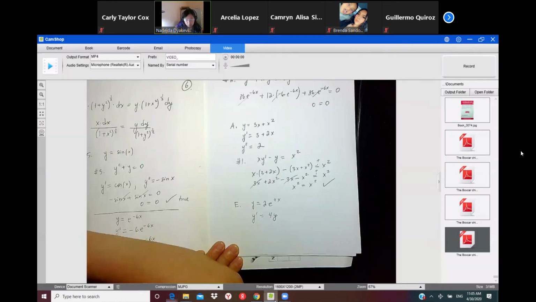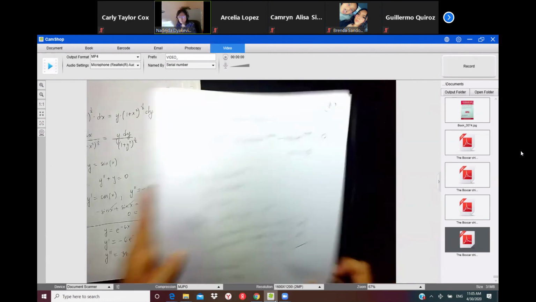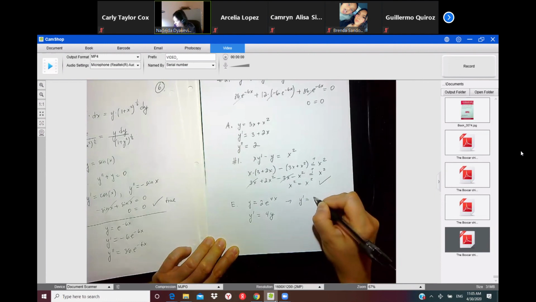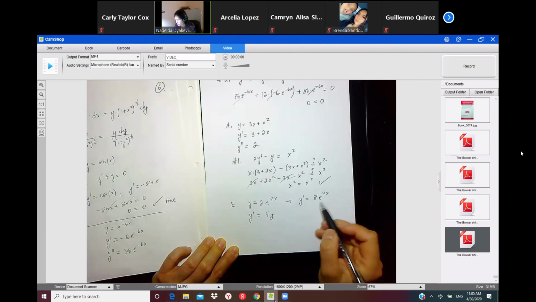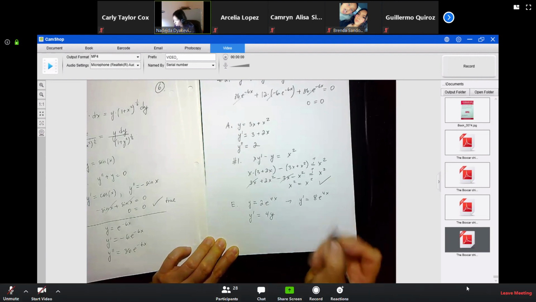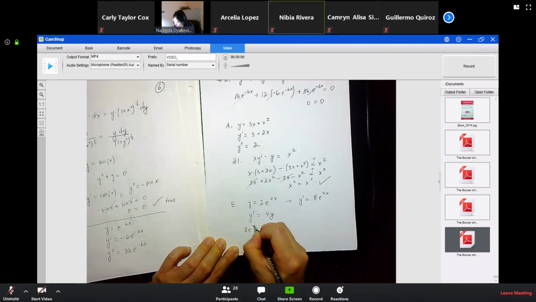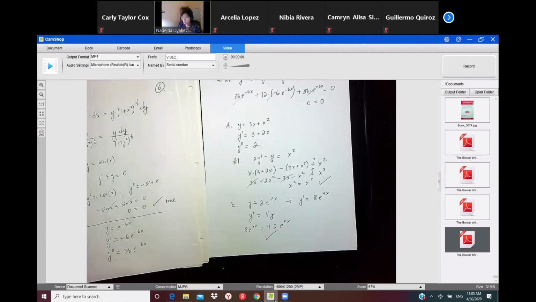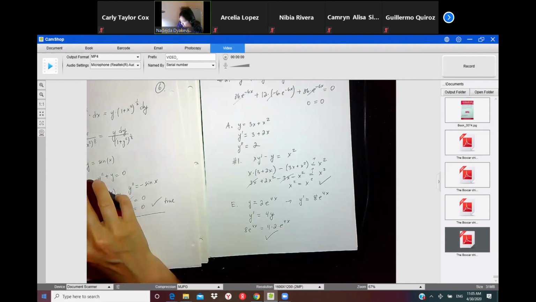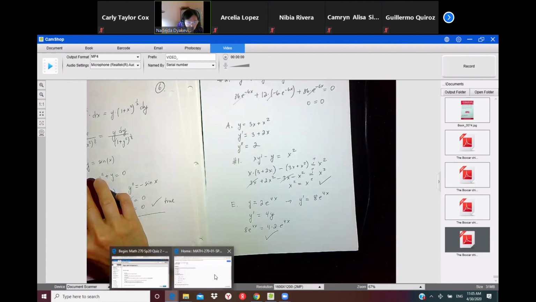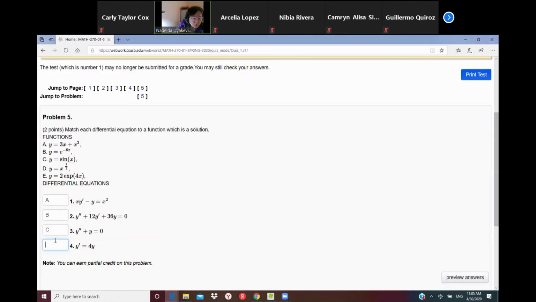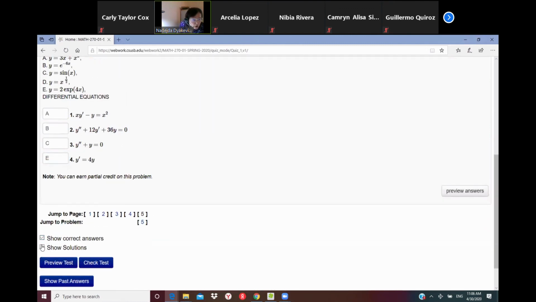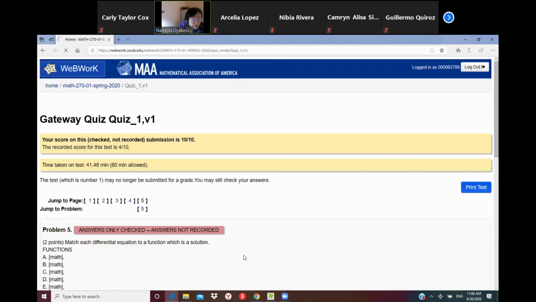Switching back to the paper. So the first derivative here is 8e to the 4x. Am I right? Using the chain rule. Yes. Excellent. Equals 4 times 2. Yes, it looks right. So I'm going to type e over here. And that's pretty much the end of it. I'm going to show correct and show solutions, check test.